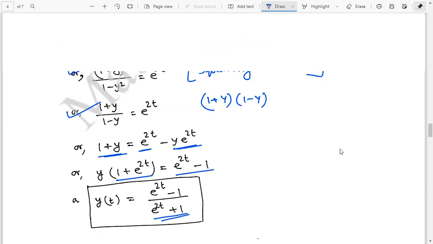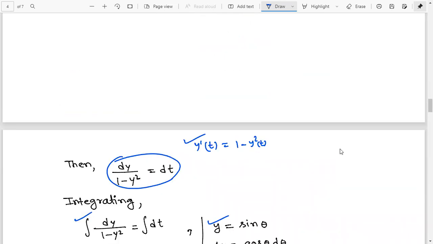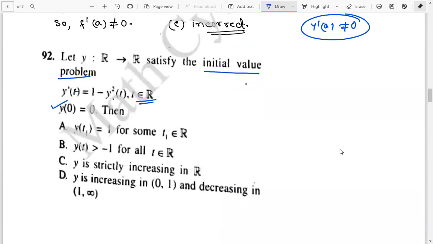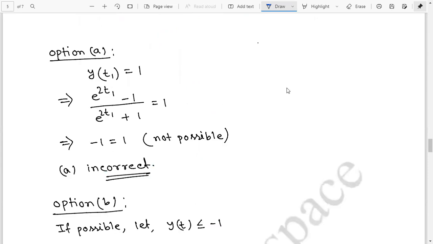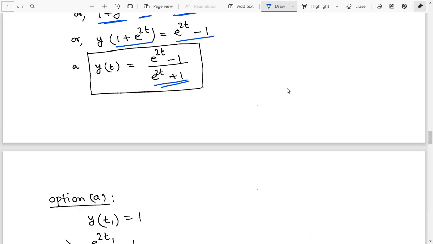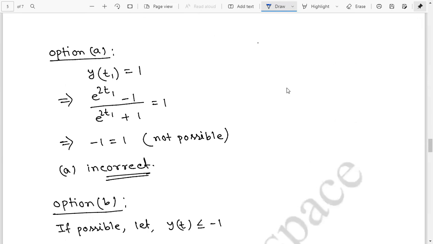Option A is saying that y(t1) equals 1 for some t1 belongs to R. So let's put t equals t1. y(t1) equals 1. From this form, if we put t equals t1, we get (e to the power 2t1 minus 1) by (e to the power 2t1 plus 1) equals 1. Simplifying this, we get minus 1 equals 1, and this is not possible. So option A is incorrect.